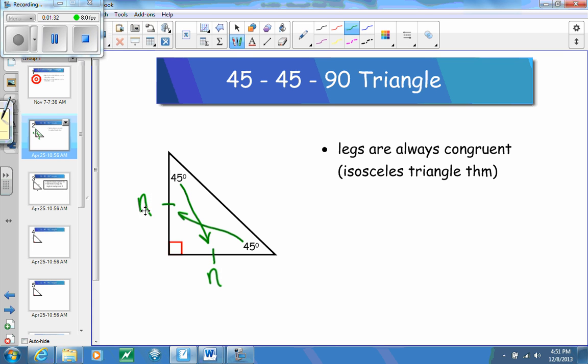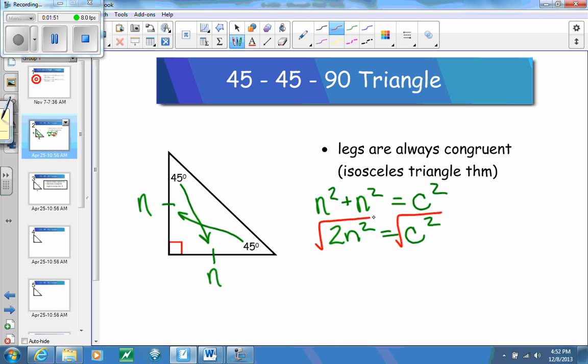I know that these two sides here, if I square them, n squared plus n squared has to equal my hypotenuse squared, which is c squared. N squared plus n squared would give me 2n squared equals c squared. To solve for c, I can take the square root of both sides, and this gets into a little bit deeper working with radicals, but something that I think you can pick up from here.